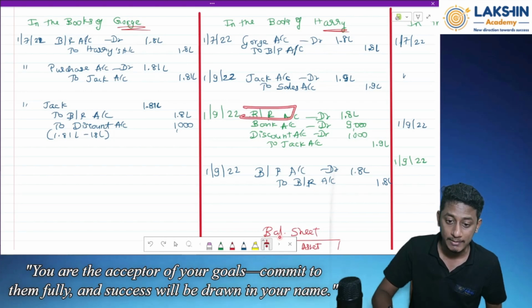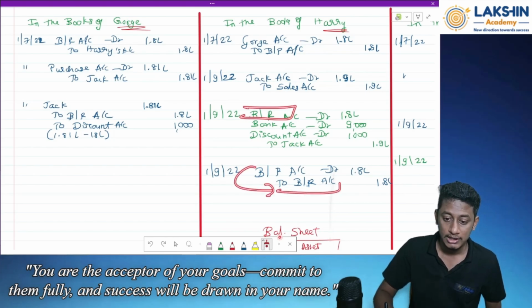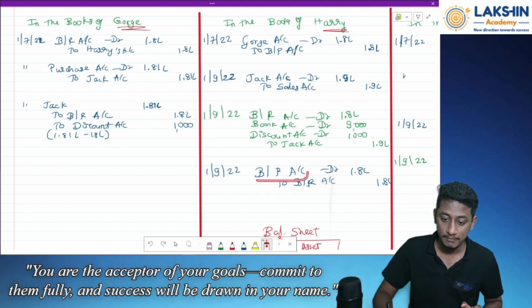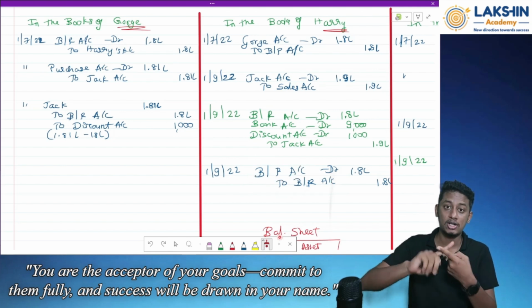How will I cancel a debit entry? By creating a credit entry. This is what I have done: I have debited bills payable account and credited bills receivable account. By this, I have cancelled off both the entries.